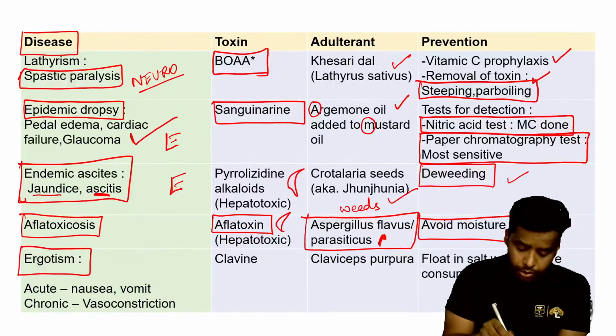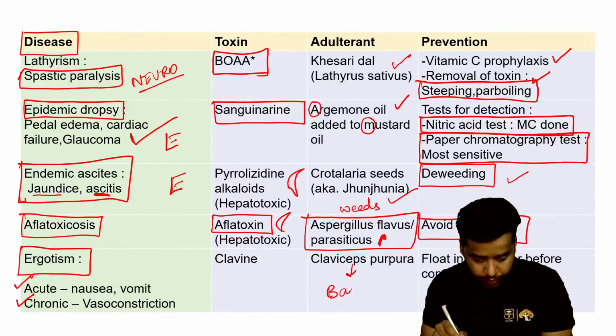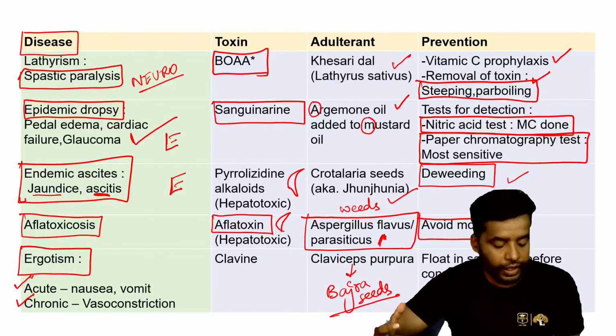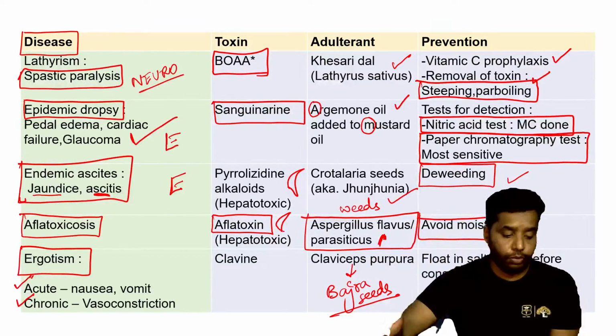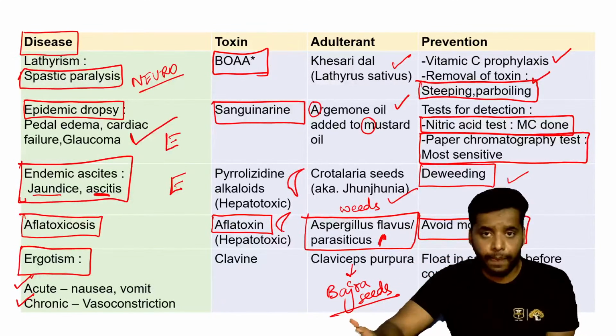Ergotism, there are two types, acute and chronic. Because of Claviceps purpurea, which accumulates on bajra seeds. Bajra, when you are growing on the field, it is a field fungus. Some black fungus accumulates. If you are consuming that, initially there will be nausea, vomiting.